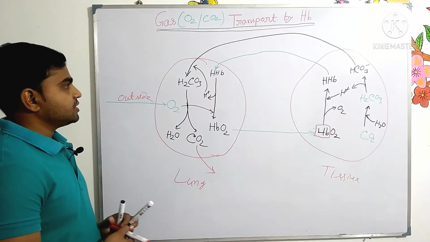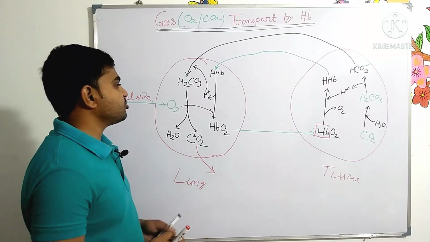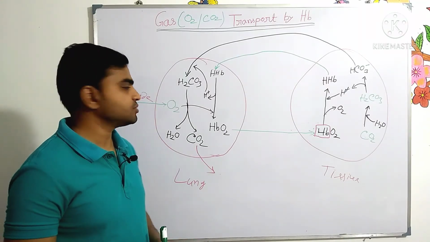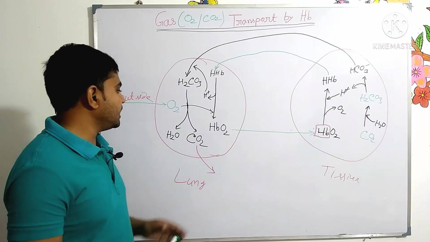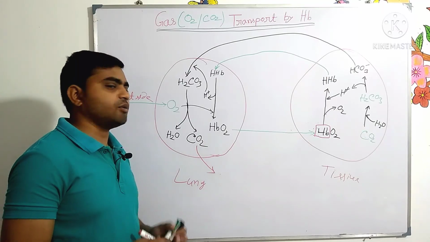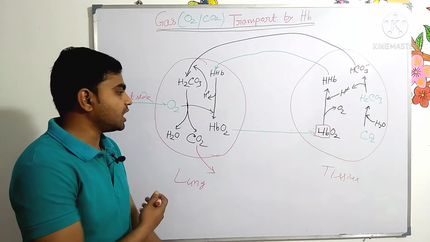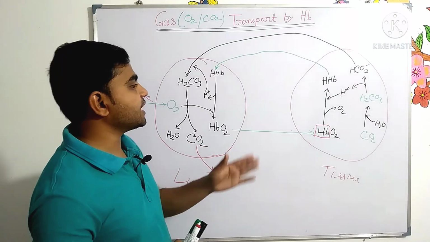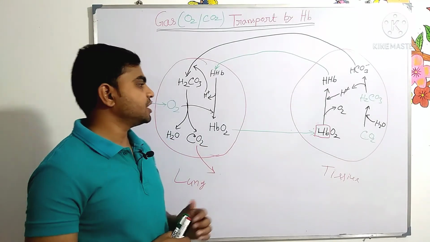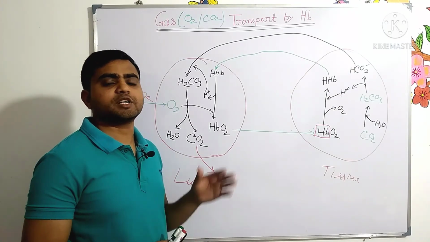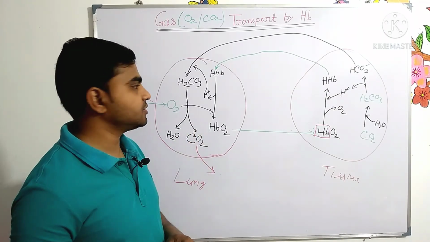So this is the science behind what happens in the lungs and the tissue. I think everything is clear in this video: how oxyhemoglobin carries oxygen to the tissue, and how carboxyhemoglobin carries carbon dioxide to the lungs.